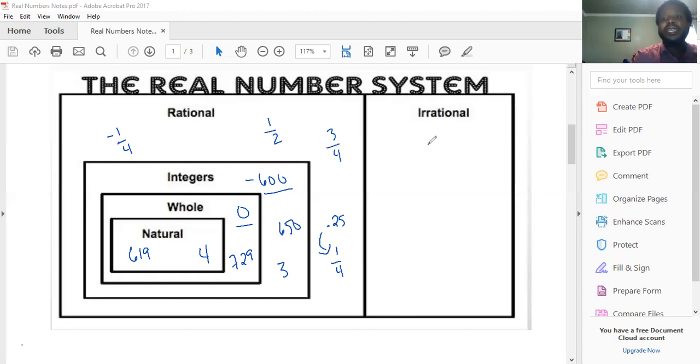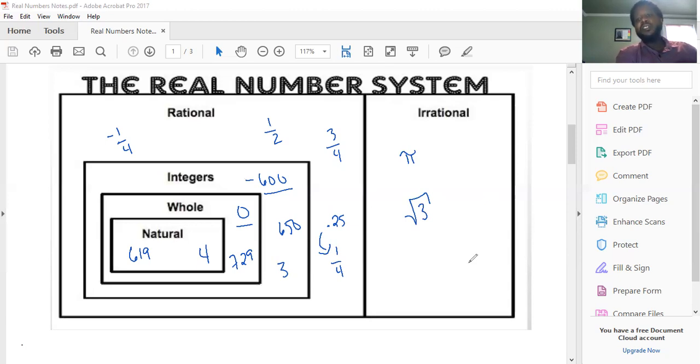Irrational numbers are numbers that cannot be written as fractions, right? Or don't have a fractional equivalent. So an example of that would be pi. Pi is an example of an irrational number, okay? Because we approximate pi as 3.14 or 22/7, but pi never ends, it just keeps going and going. So that is an irrational number. Another example would be the square root of 3, because the square root of 3 just keeps going and going. Okay, so that is an irrational number.